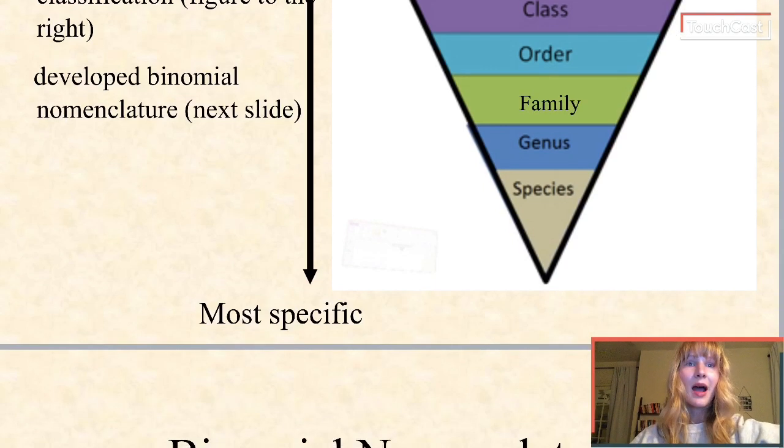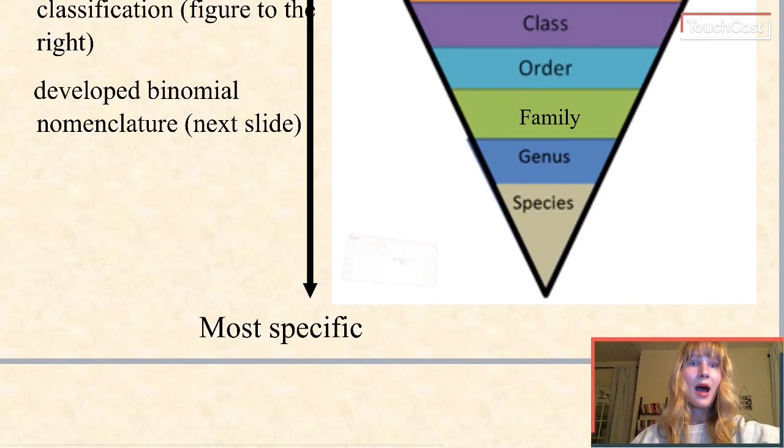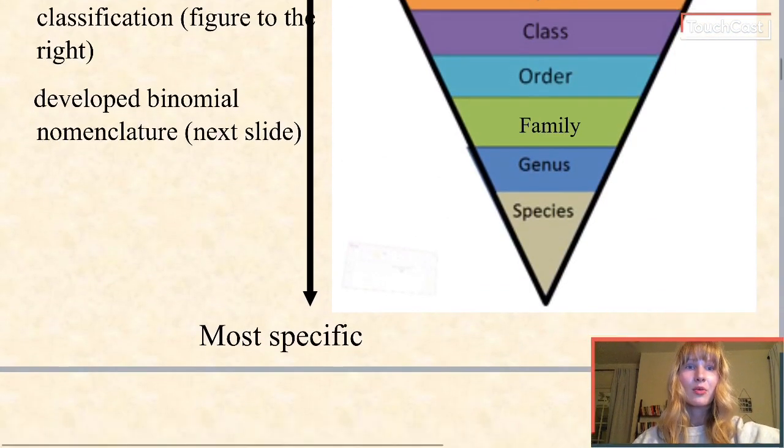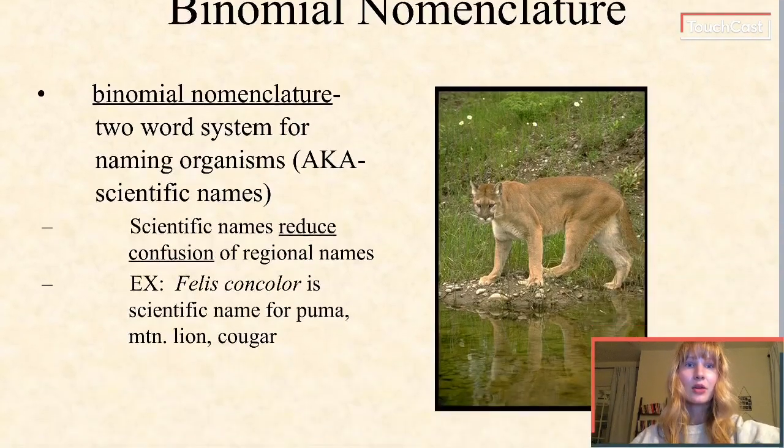And then he developed the binomial nomenclature. Y'all know that bi is 2 and nomial is name. So we'll talk about that the next slide. So it's a 2-word system for naming organisms, also known as their scientific names, which y'all should already be familiar with. They reduce the confusion.